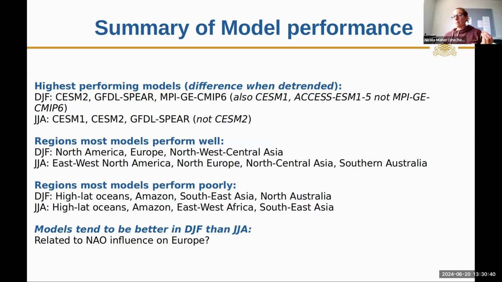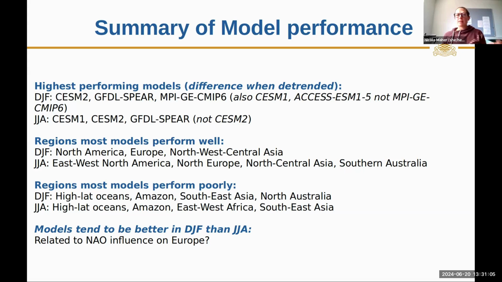There are regions where most models perform well, and those tend to be large land masses in the Northern Hemisphere, so places like North America and Europe. There are places where the models tend to perform poorly, and they are places like Southeast Asia and Australia and parts of Africa. And those regions are somewhat different between the two seasons as well.